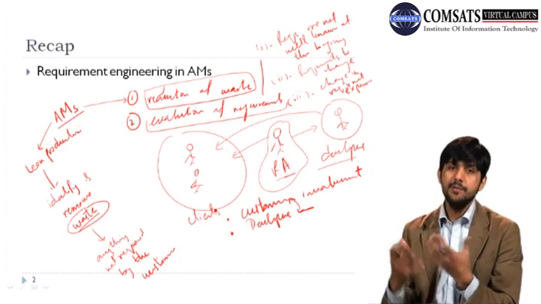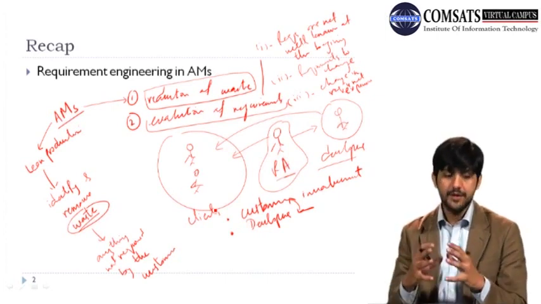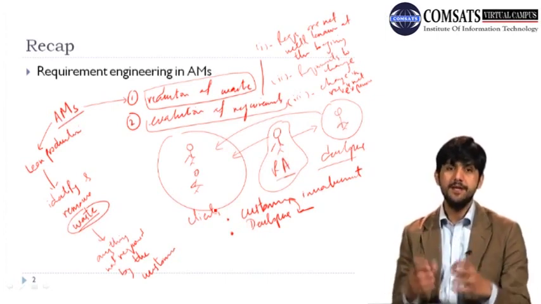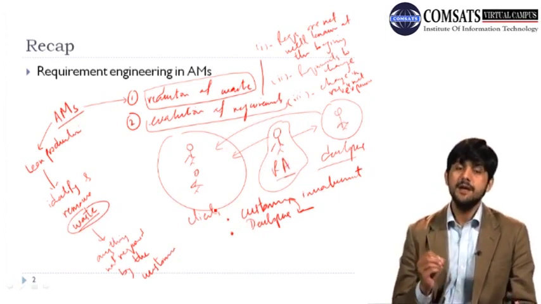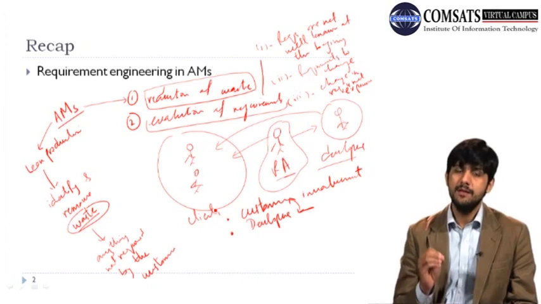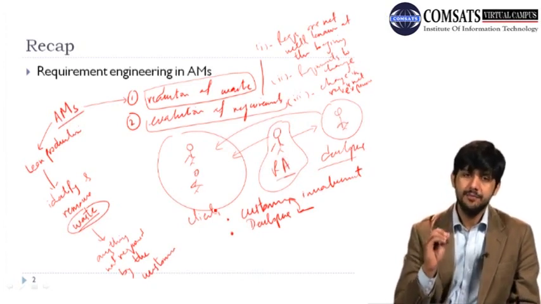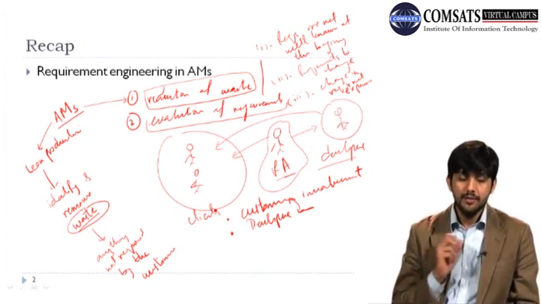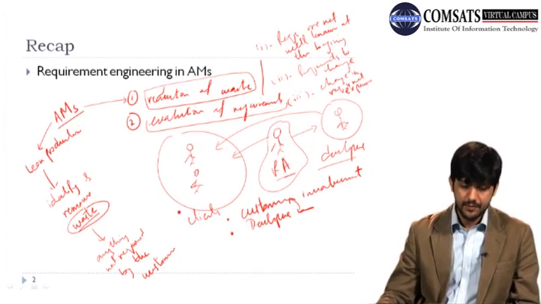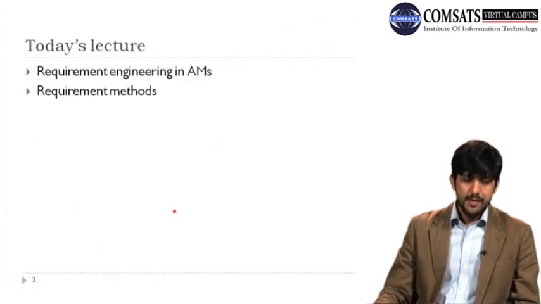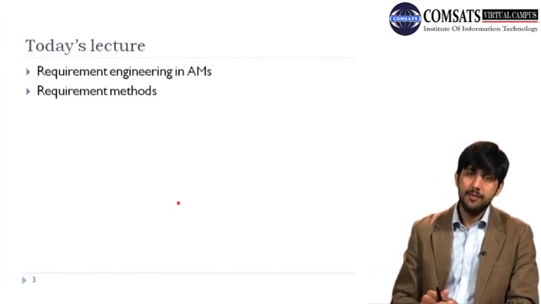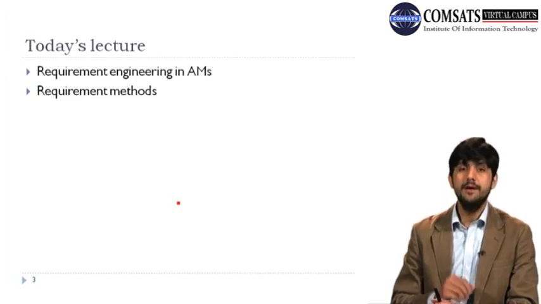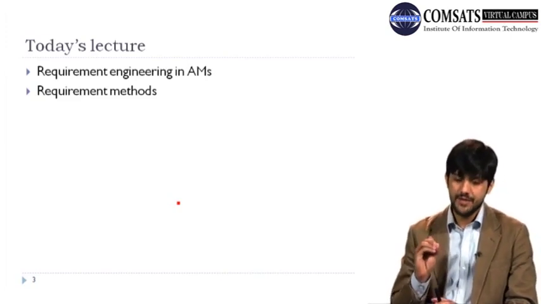So these are the two main principles on which requirement engineering in agile methodologies is based. As I said in a previous lecture, we started looking at one particular example of an agile method, that is extreme programming, and we will continue our discussion on that in today's lecture as well. Today's lecture is a continuation of our topic on requirement engineering in agile methods, and secondly, if time permits, we are also going to discuss methods for requirement engineering.